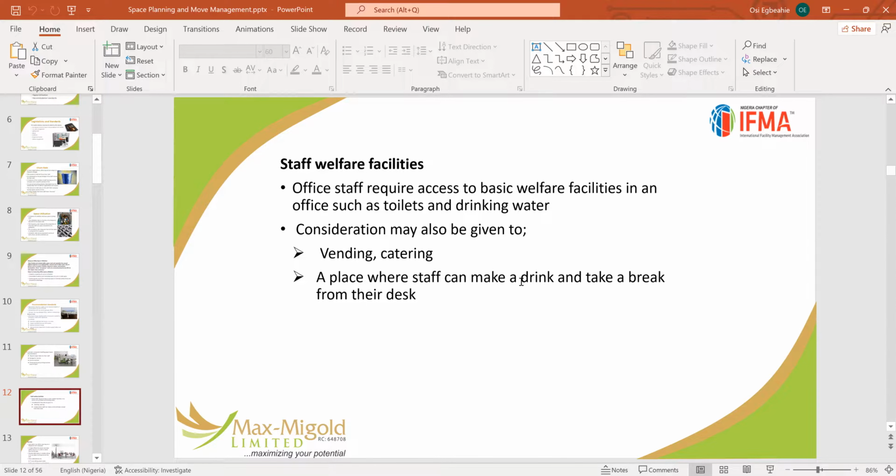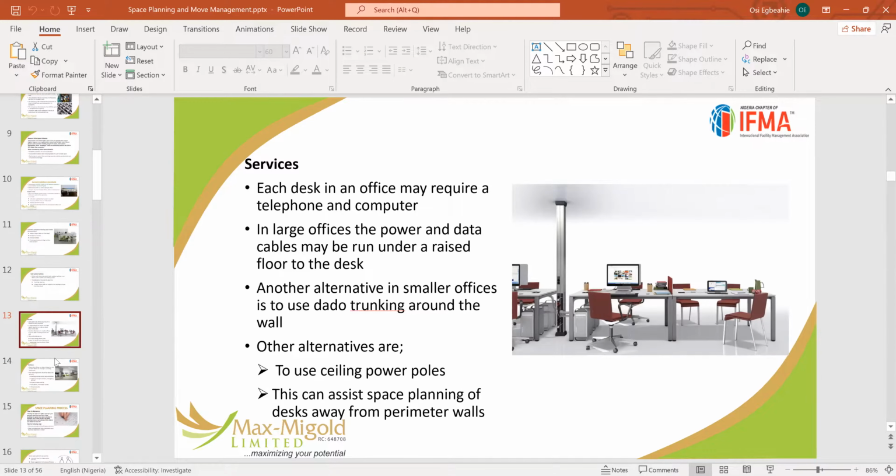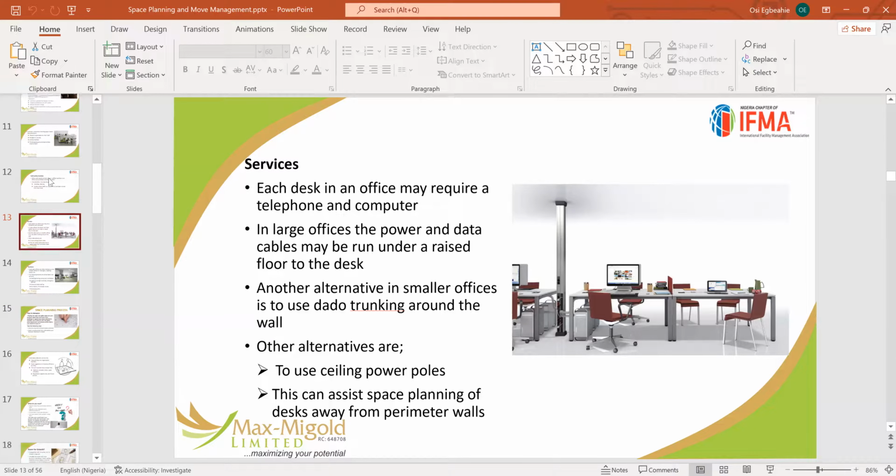A place where staff can make a drink or take a break from their desks. That's probably having two points scattered around the areas of the building so that you'll be able to manage that, as it were.